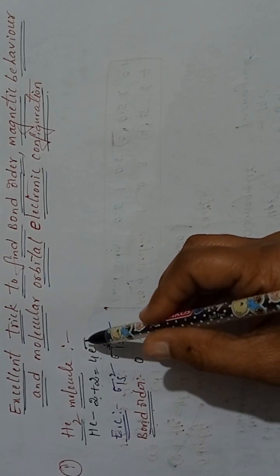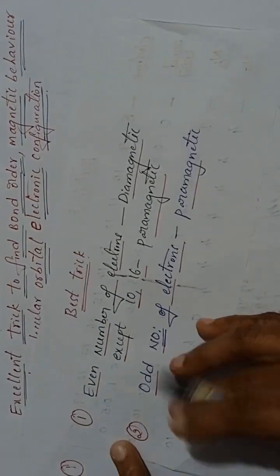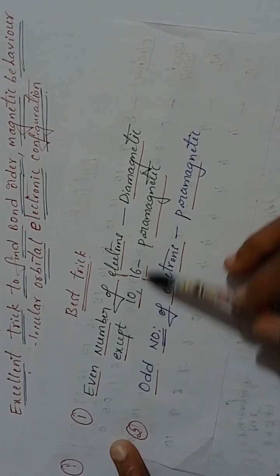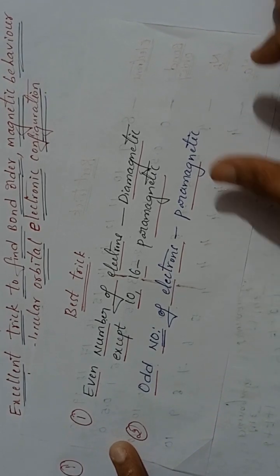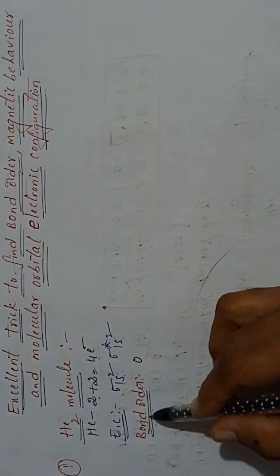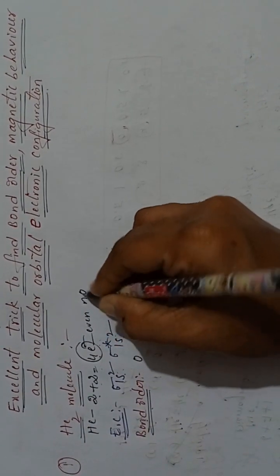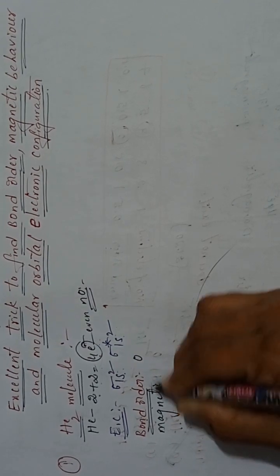So all even numbers of electrons are diamagnetic in nature, except 10 and 16. See this trick: even number of electrons means diamagnetic, except 10 and 16, which are exceptional cases and paramagnetic in nature. Odd number of electrons means paramagnetic in nature. So 4 electrons, an even number, is diamagnetic. That is the bond order and the magnetic behavior.